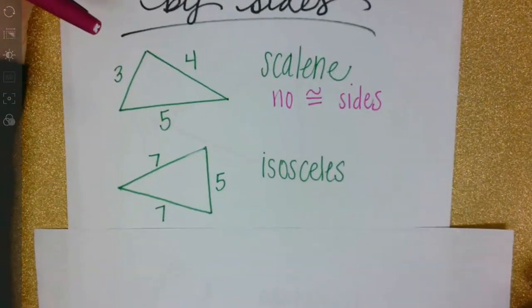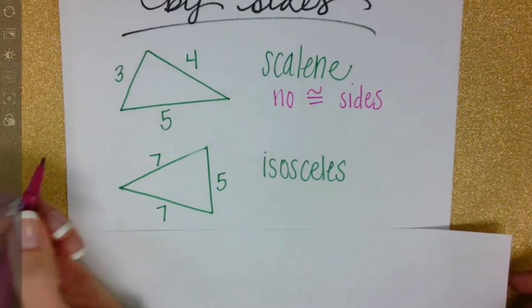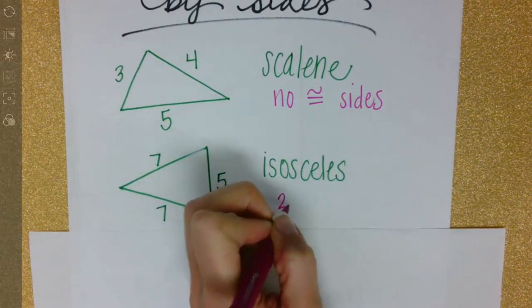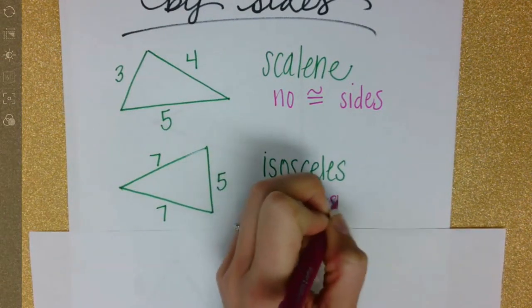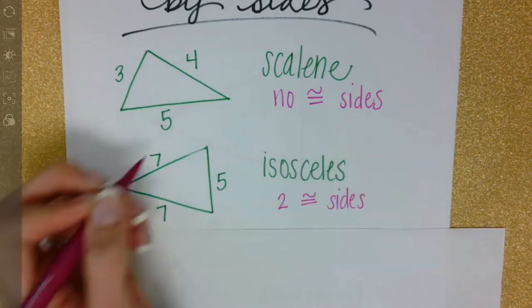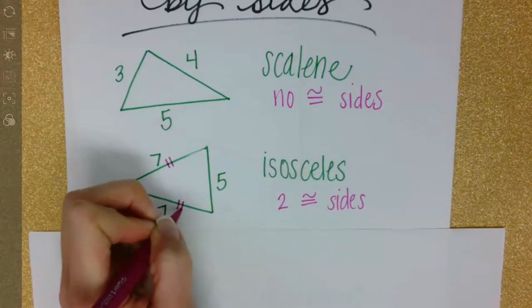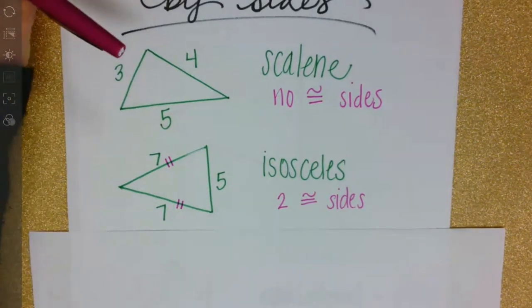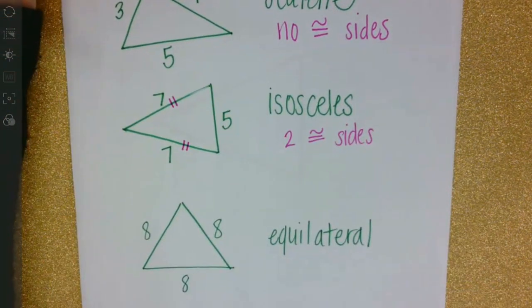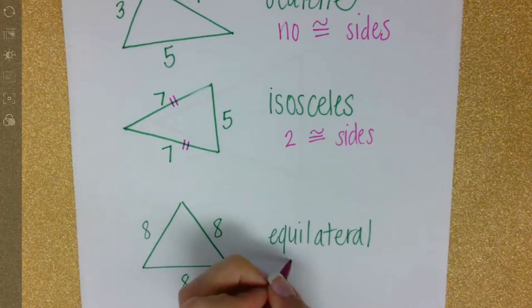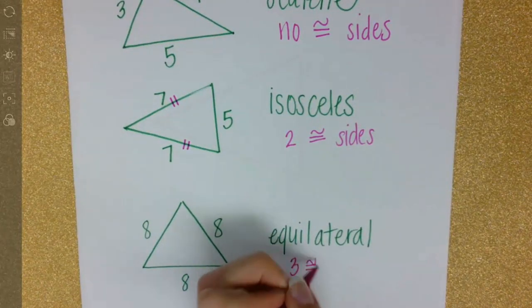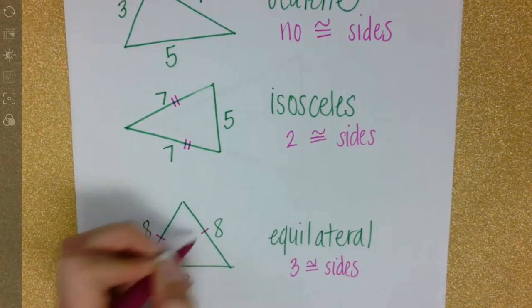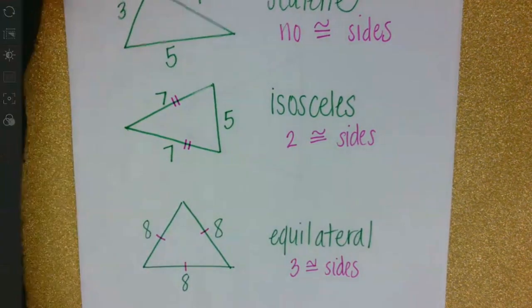Next up is called isosceles. Now this might be a review for you, but an isosceles triangle means that you have 2 congruent sides. So in this diagram, those 2 lengths of 7 are equal to each other, and that makes it an isosceles triangle. Lastly, we have an equilateral triangle, where you have 3 congruent sides. Okay, so these are all classifications that I want you to be familiar with.